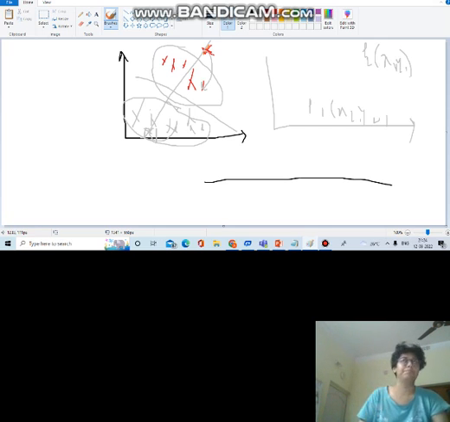The formula of the Euclidean distance is the root over (x2 minus x1) whole square plus (y2 minus y1) whole square. And the Manhattan distance formula is mod of x2 minus x1 plus mod of y2 minus y1.